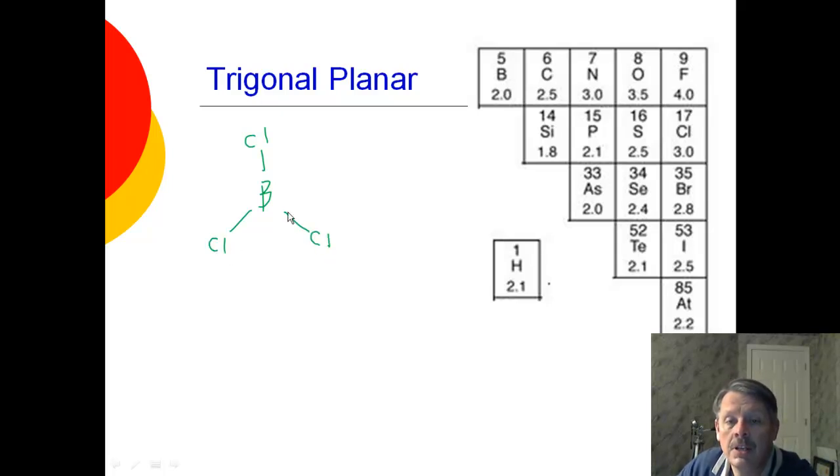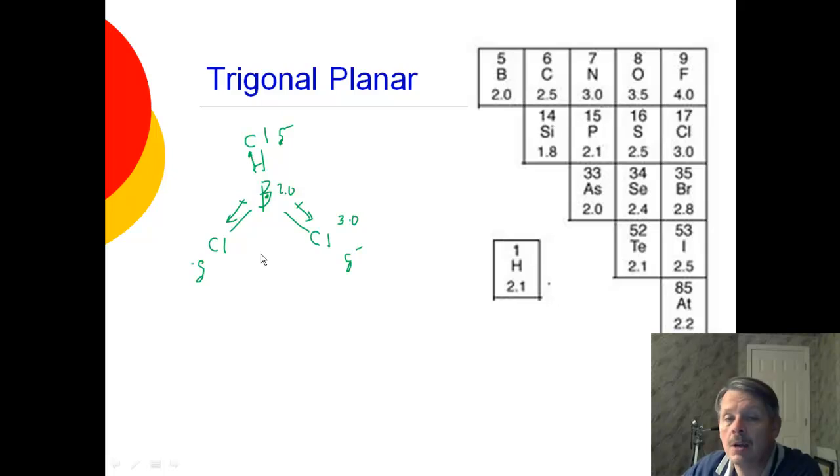Now, clearly, each of these bonds is polar because boron is 2.0 and chlorine is 3.0. So in every case, the electrons are being pulled out away from boron, leaving a positive charge behind. Right? So your slightly positive charge is at the center of boron, and you have a negative charge out here at each one of the chlorines. Well, then the question becomes, where's the center of the negative charge? Well, it's right back in the middle. So the center of the positive and the negative charges are right back in the middle.